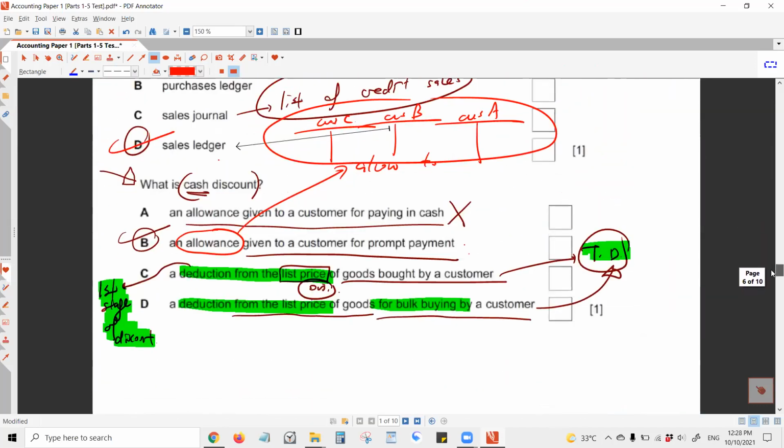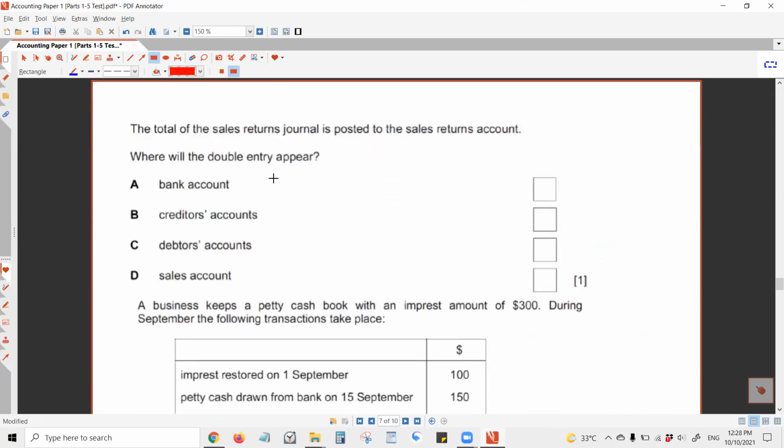Okay, now next question. Next question is this one. Where will the entry appear? Total of sales return journal is posted to the sales returns account. This is testing you on the sales return journal, one of the 7 books of prime entry. This is how the sales return journal works.